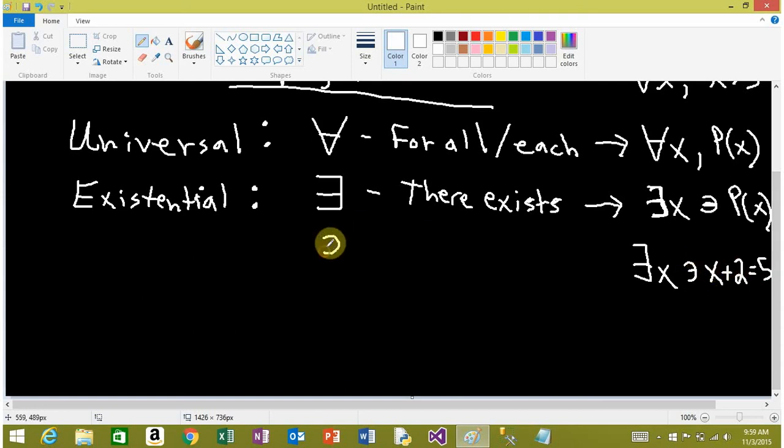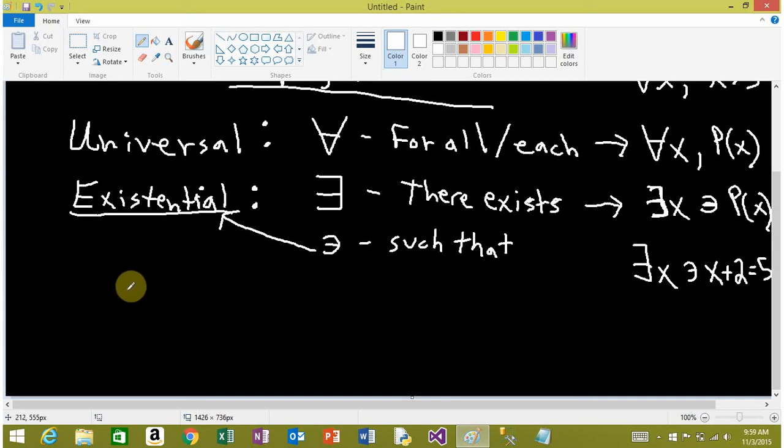So we'll make a quick note here that this symbol means such that, and that we only use the such that symbol with the existential statement. We only use it for this type of statement. We don't really use it for the universal statement. So what we can do now is take a look at how to negate a universal and existential statement.